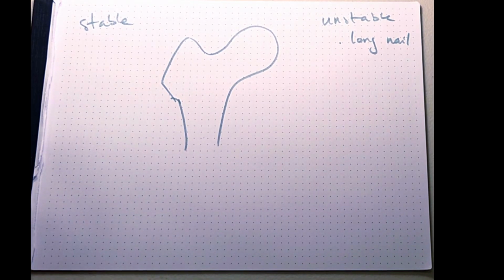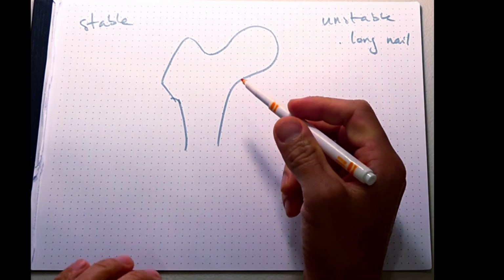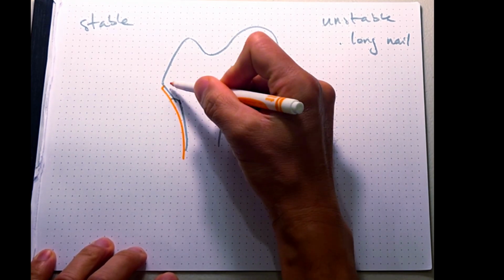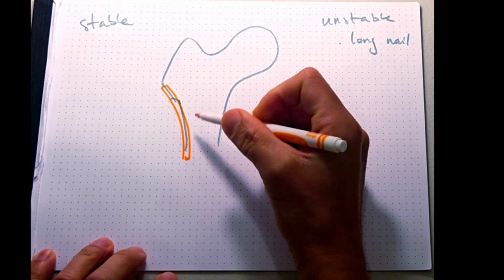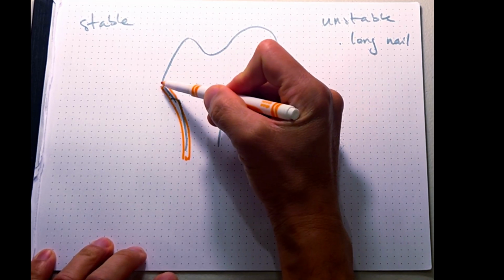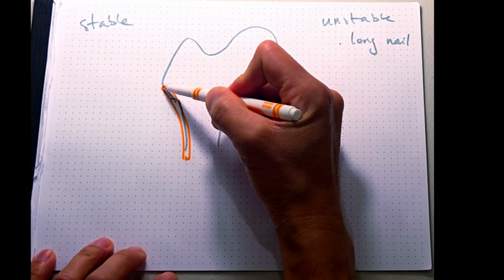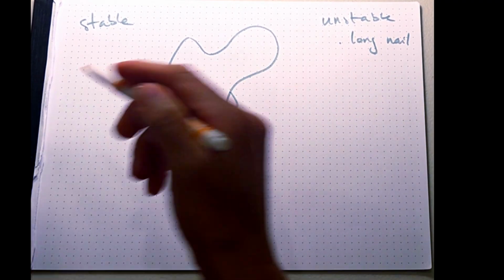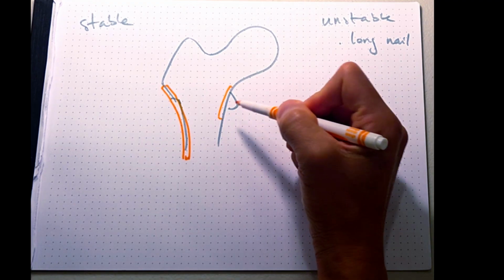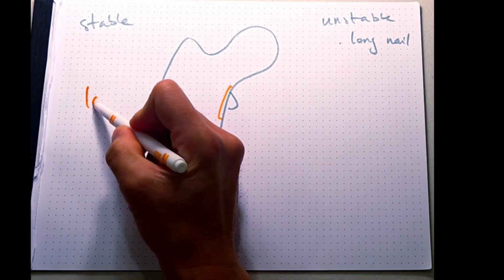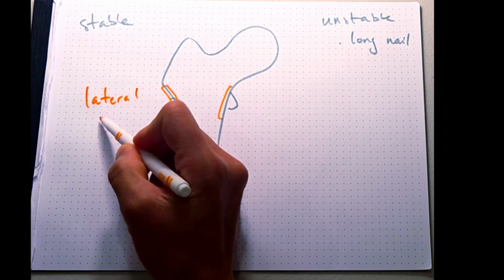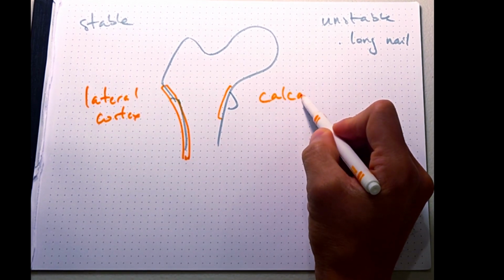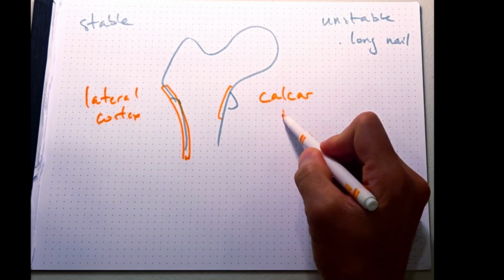There are 2 parts you need to look at when determining if this is stable or unstable. The first is this cortex, what's called the lateral cortex. There's a little bump where the greater trochanter is, and just beyond that bump starts the lateral cortex. The other part of anatomy we need to see is the calcar. So we're going to call this the lateral cortex, and this the calcar, also referred to as the posterior medial cortex.